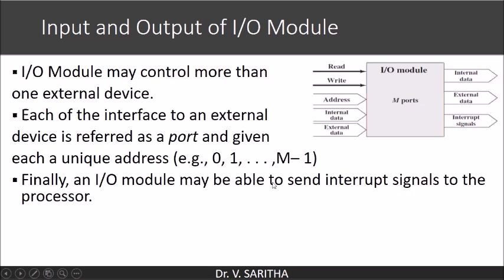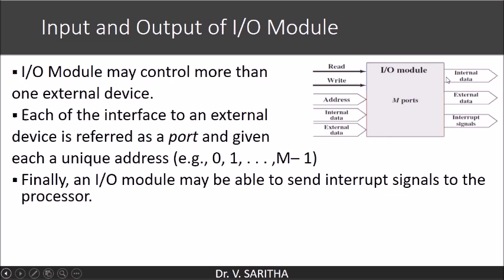Finally, the IO module may be able to send interrupt signals to the processor. The interrupt signal helps the CPU understand that some IO device wants to interact with it. That is why interrupt signals are an output of the IO module, which interacts with the CPU.